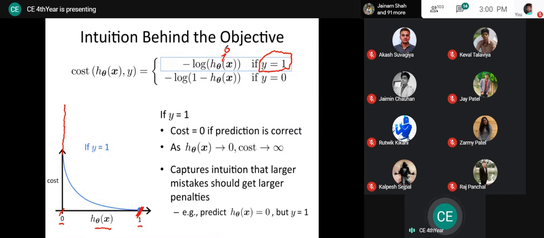Make sense? So that's the correct indication for y is equals to 1. Fine.